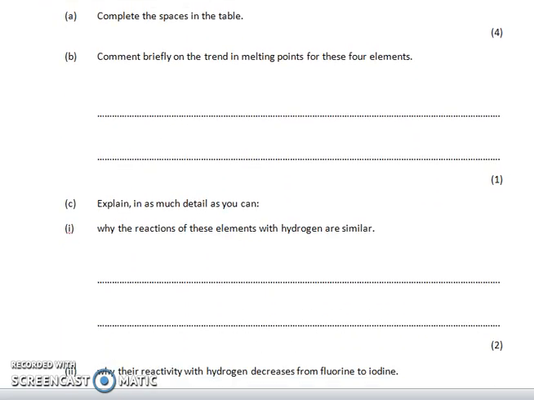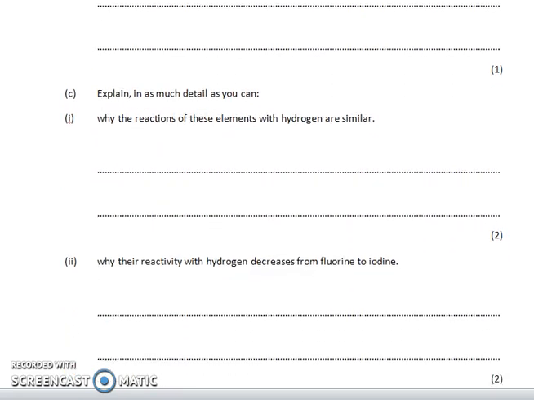Why the reactions of these elements with hydrogen are similar? So because they're all in the same group, they have the same number of electrons in the outer shell, which is 7. And that means they would all like to gain 1 extra electron. So if you said they've all got the same number of electrons, add in that they would like to gain 1 more electron to make a full outer shell.